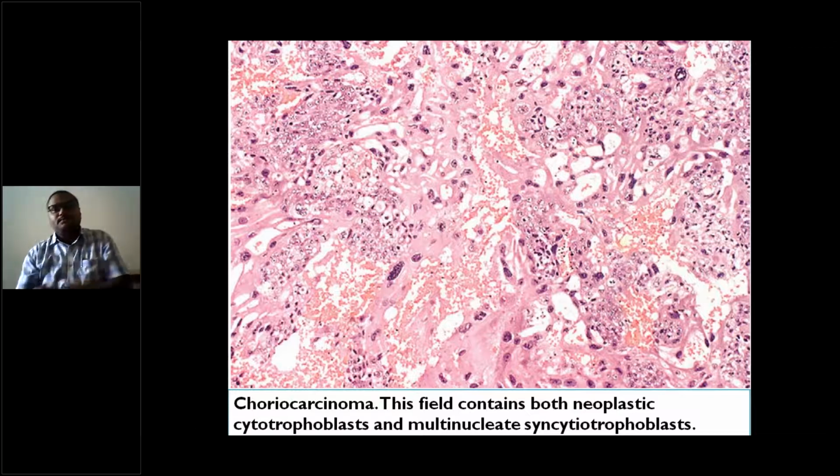So you can see here, this is a case of choriocarcinoma. You can see the multinucleate syncytial trophoblast and few atypical cytotrophoblast.